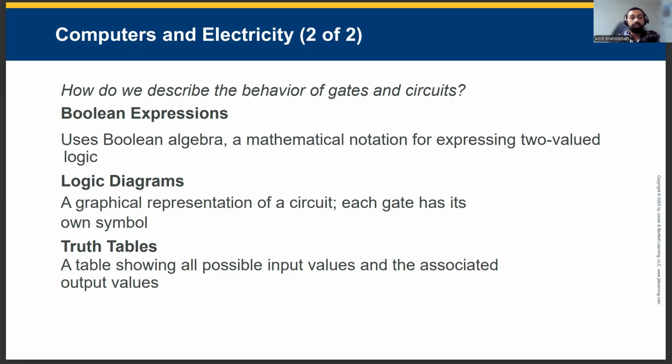How do we describe the behavior of gates and circuits? How do we describe what it does? We use three complementary tools. Boolean expressions give us compact algebra for two-valued logic. They let us manipulate and simplify designs. Logic diagrams show the physical-like structure, boxes and symbols with wires, so we can implement or debug. Truth tables list every input combination and the resulting output, providing correctness exhaustively for small designs. Practice translating the same idea among all three to gain intuition and confidence.